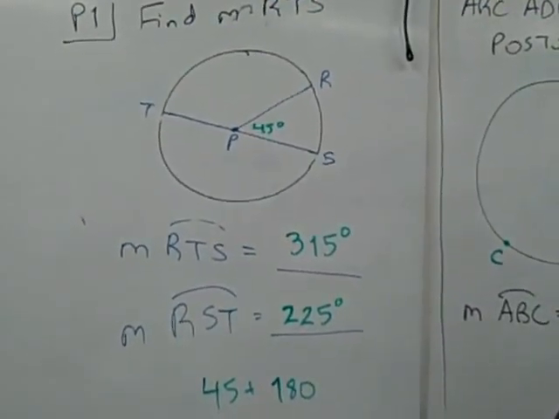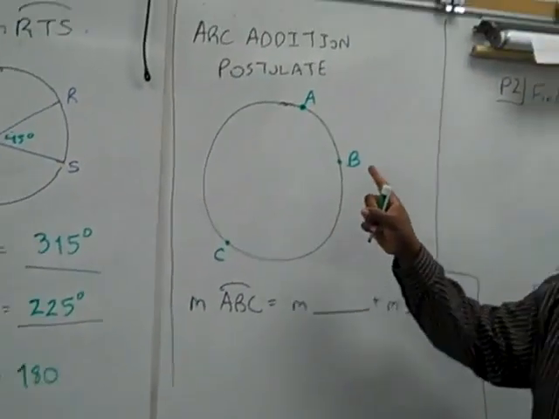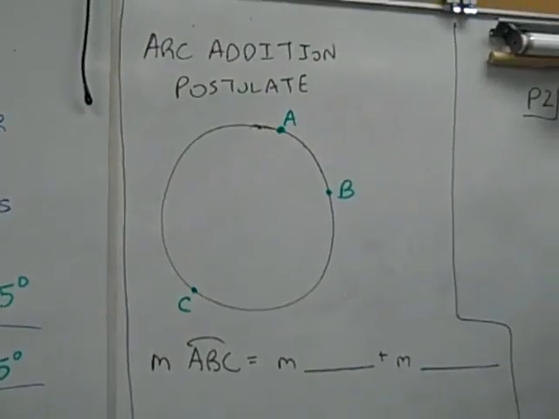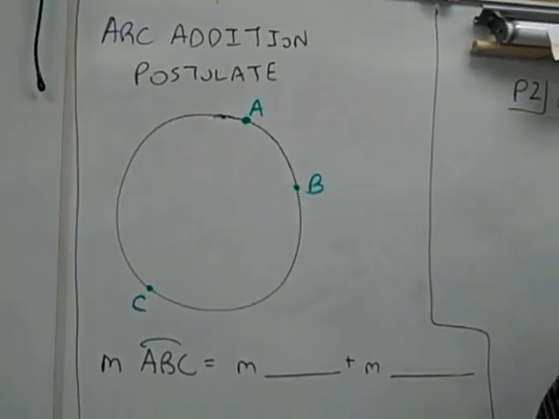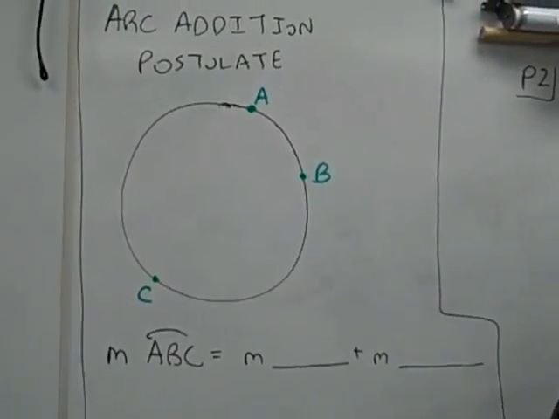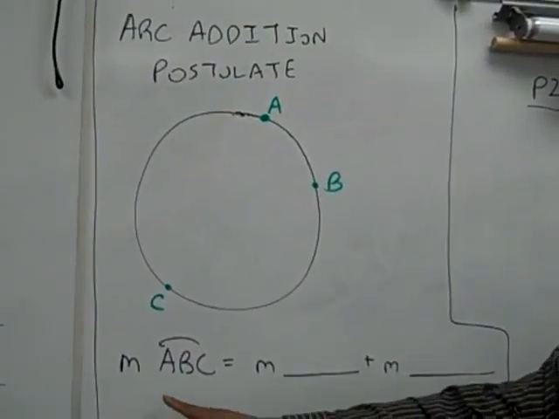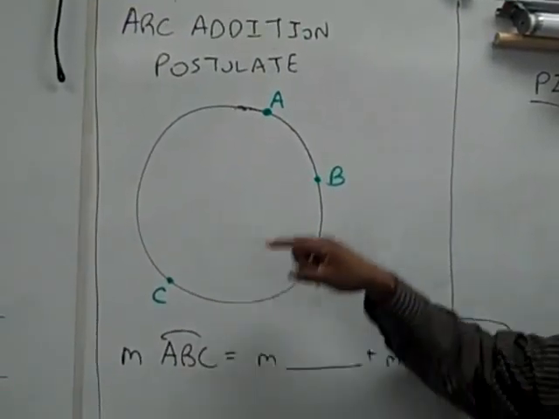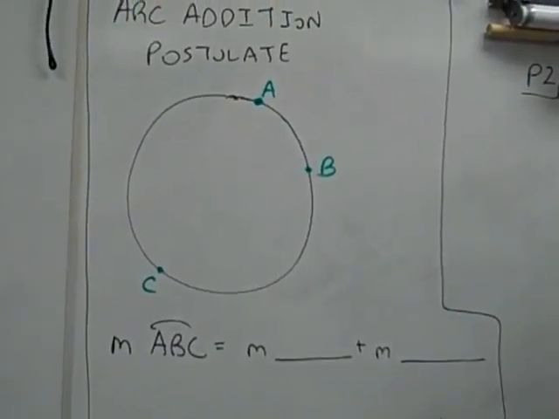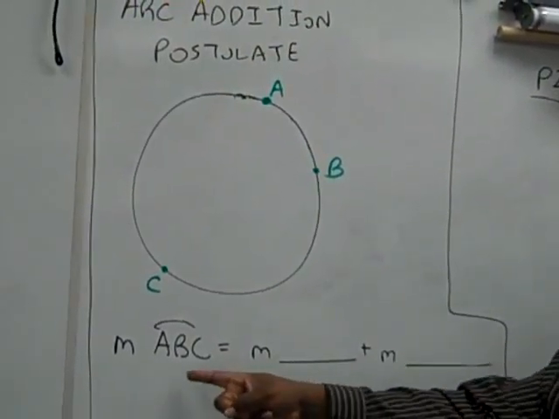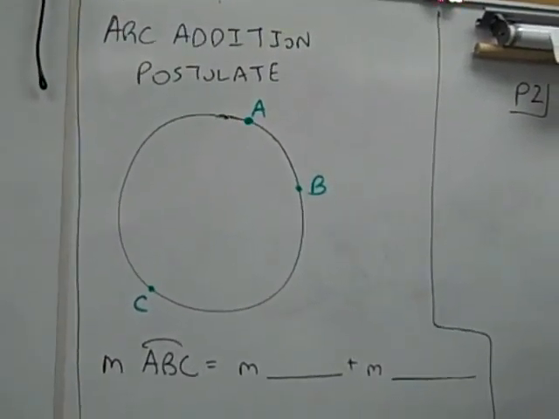Now, that kind of leads us to a postulate. So let's step over here. We have the arc addition postulate. The arc addition postulate says that if we can take two or more arcs to get one total arc, we can add them up and we can get the same result. So if I have the measure of arc ABC here, how am I going to get two arcs that will total this arc? Well, just think about it. You just did it.